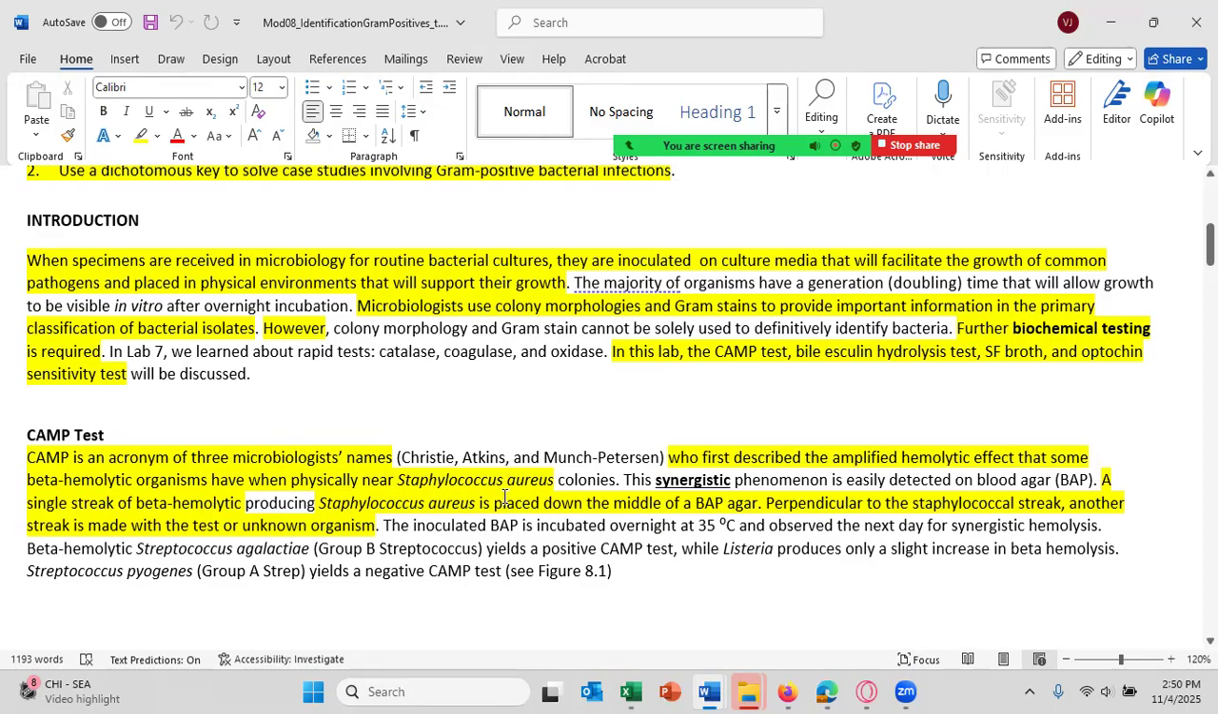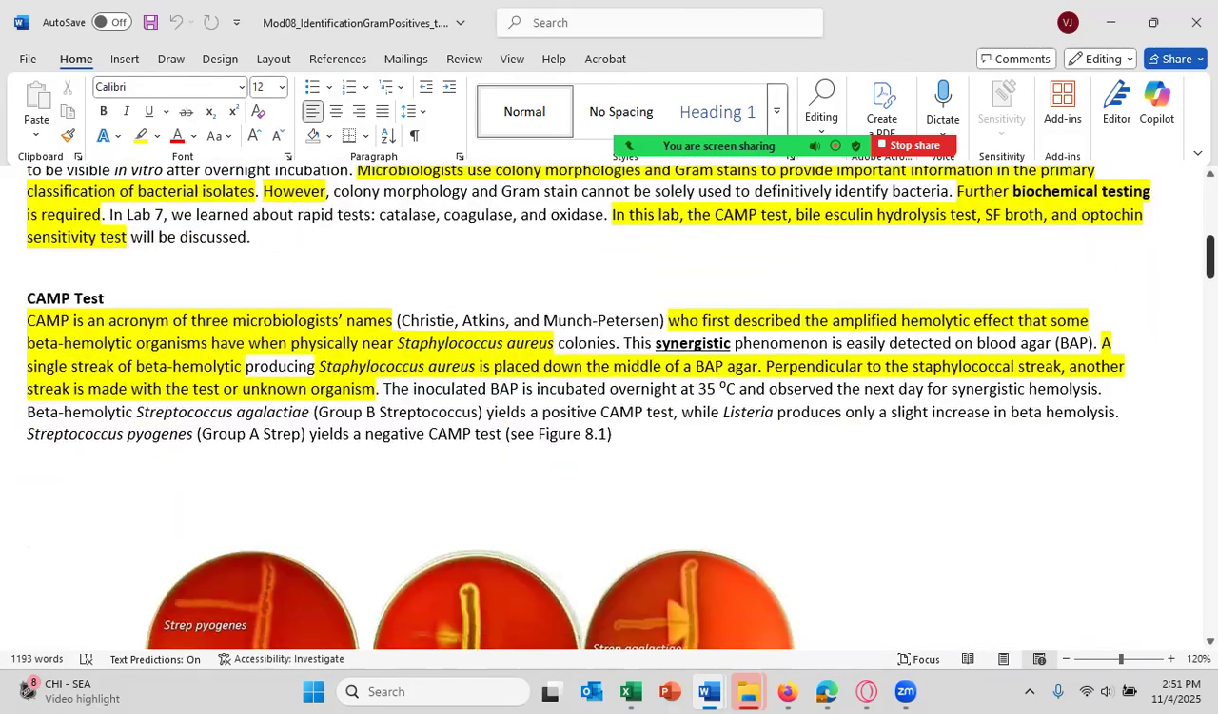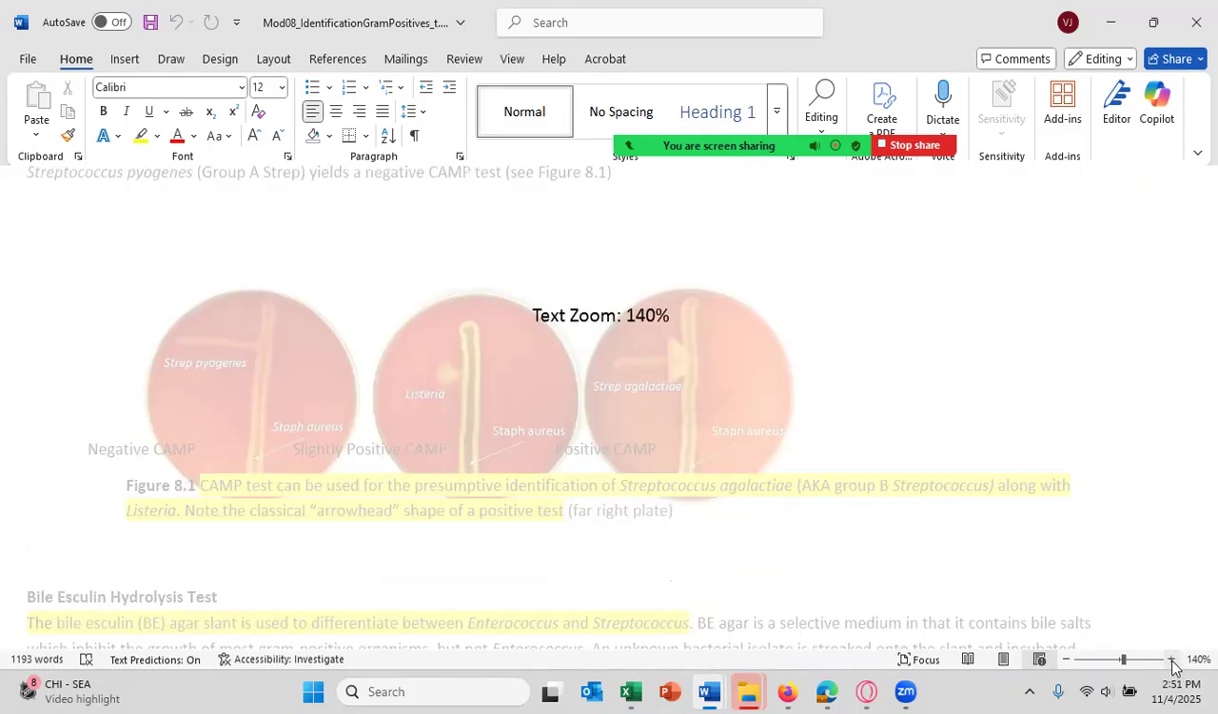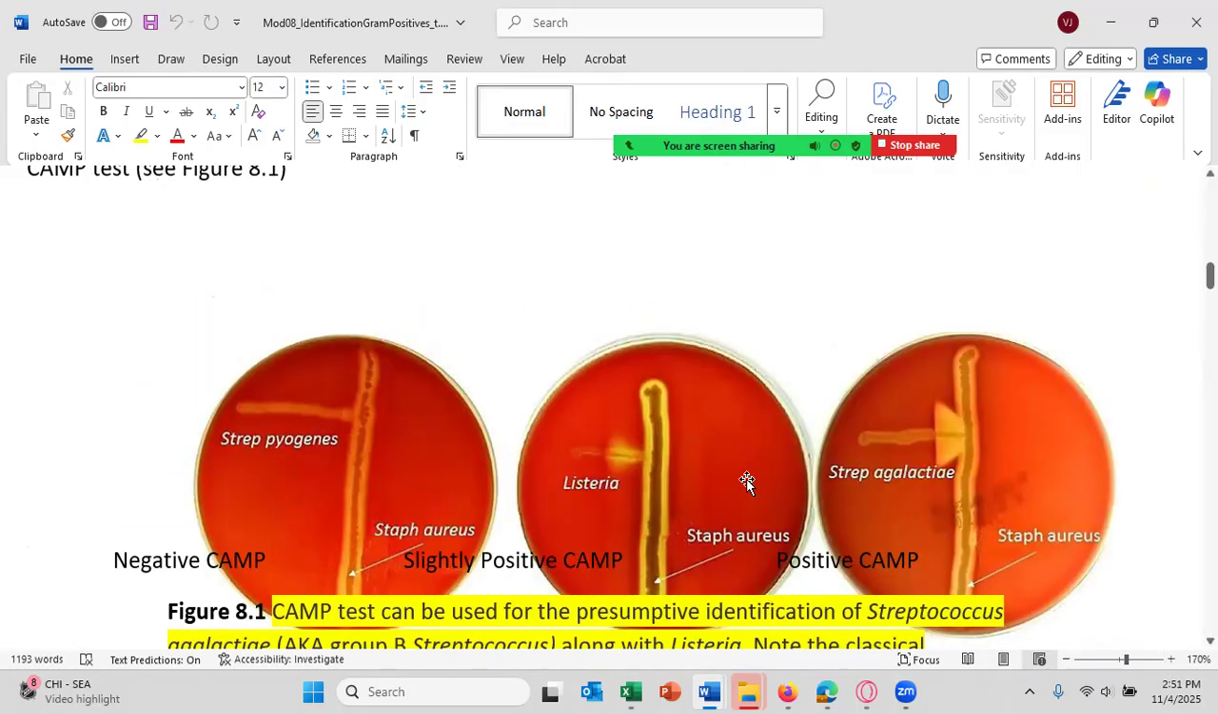What you do is you streak a single streak of Staphylococcus aureus, which is beta hemolytic, down the middle of a blood agar plate. And perpendicular to that Staphylococcus aureus streak, you make a streak of another unknown organism, which is beta hemolytic. Let me blow this up so you can see even better. So right here is the streak of Staphylococcus aureus, and you can see it's clear around it, and that's because of the beta hemolytic activity of Staphylococcus aureus.